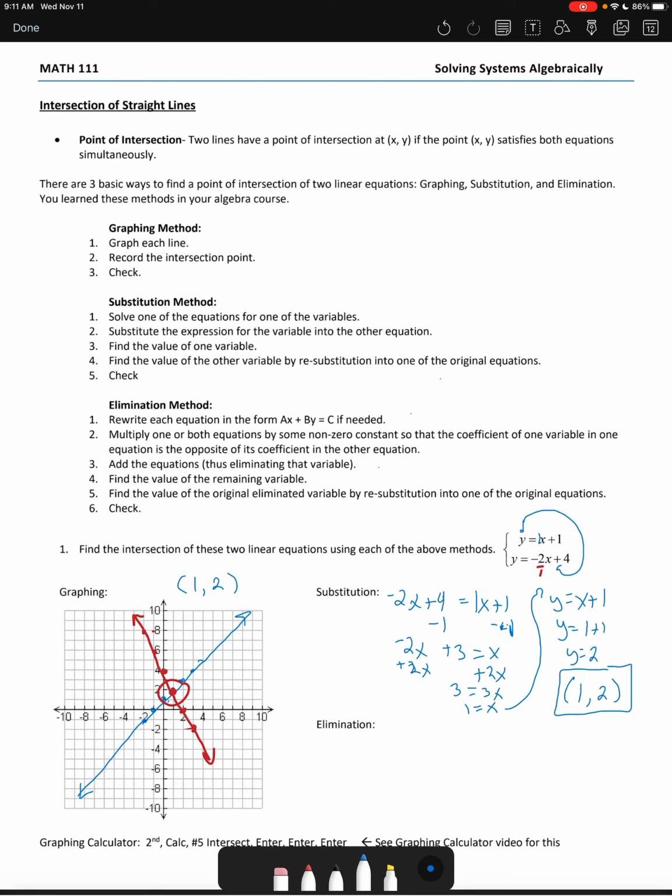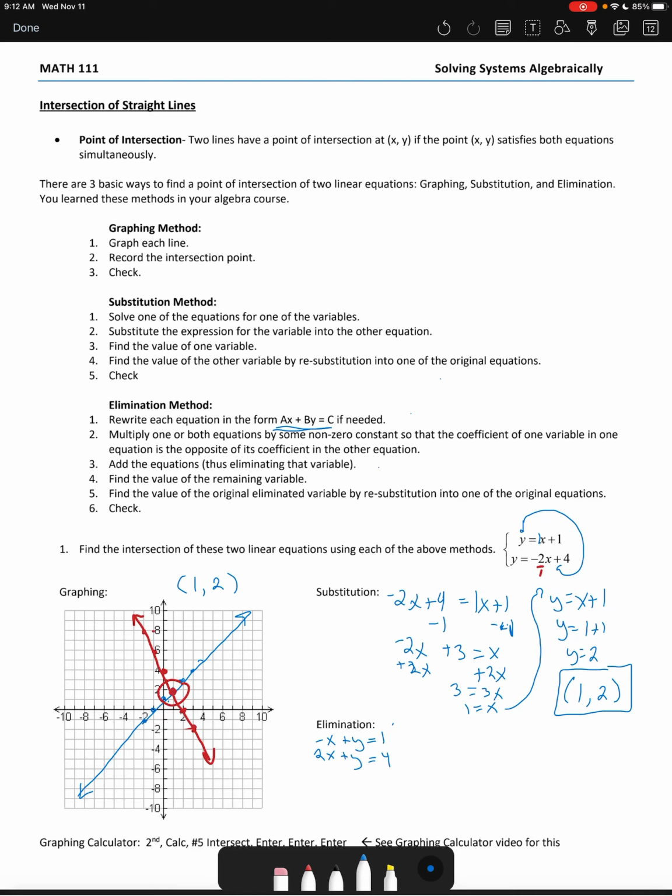And then the final method is the elimination method. For the elimination method, we want our equations to actually be in the ax plus by equals c format. So I need to change these. On the first one, I need to subtract the x to the other side, making it negative x plus y equaling 1. And then the second one, I need to add the 2x to the other side, giving me 2x plus y equals 4. And I have to start out with them in that format.